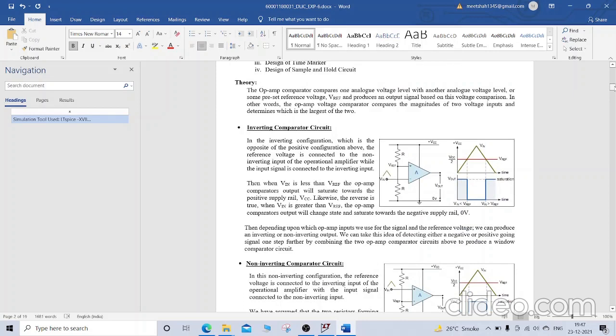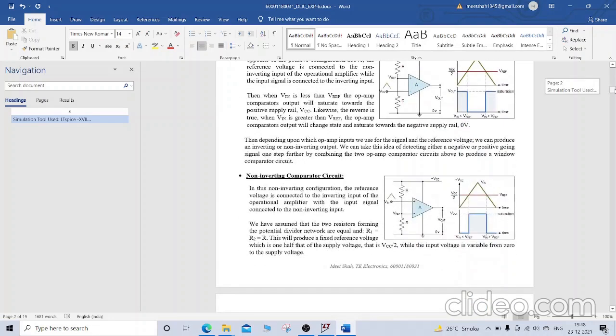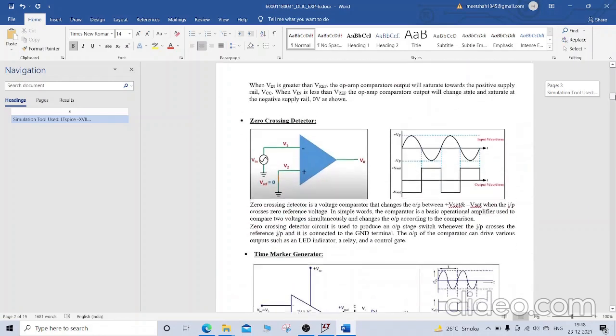In the inverting configuration, which is the opposite of the positive configuration above, the reference voltage is connected to the non-inverting input of the operational amplifier, while the input signal is connected to the inverting input. Non-inverting comparator. In this non-inverting configuration, the reference voltage is connected to the inverting input of the operational amplifier with the input signal connected to the non-inverting input.